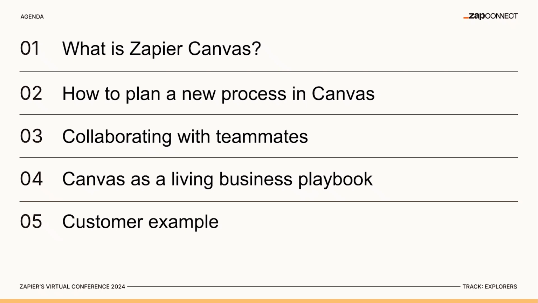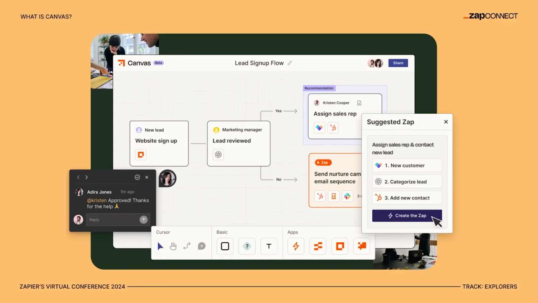By the end of this session, you'll have a holistic view of how Canvas can transform your process planning and collaboration. To start, Zapier Canvas is a powerful tool that lets you diagram and visualize business processes with your team. You can create detailed diagrams for every part of your process, from initial sketch to full automation. Canvas helps you streamline your business processes, share documentation, and keep your team aligned, all in one place.